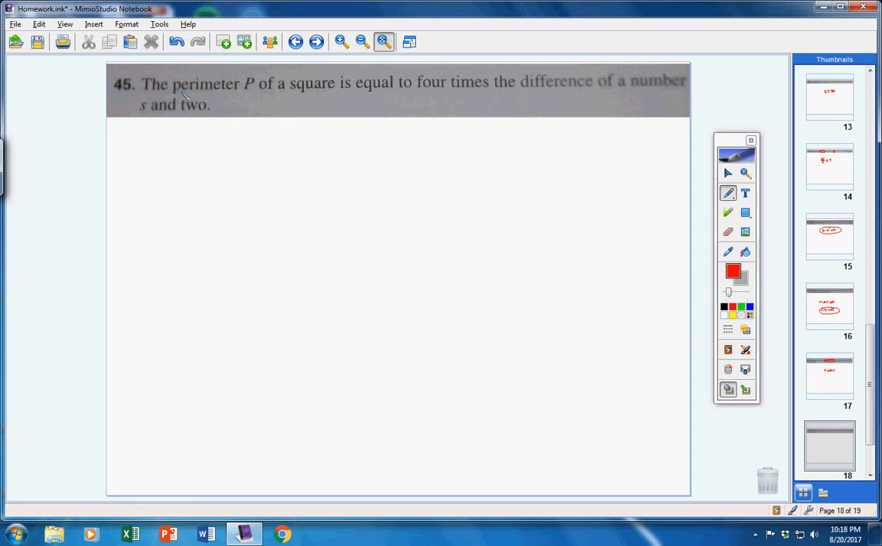Alright, here we go. The perimeter P of a square is equal to, now what's it equal to? 4 times, now it doesn't say 4 times a number, it says 4 times the difference. So put a parenthesis, very important, okay? And then your difference goes inside of here, okay? It's 4 times the difference. Now, the difference of what? The difference of S and 2. S minus 2. And that's it.